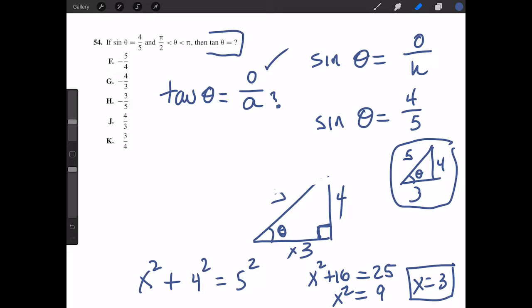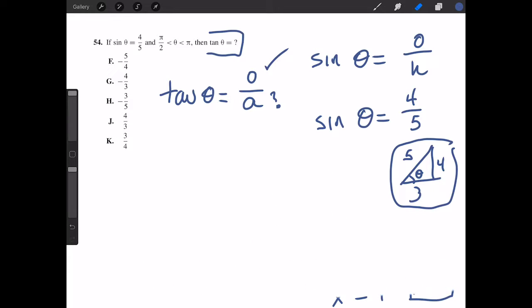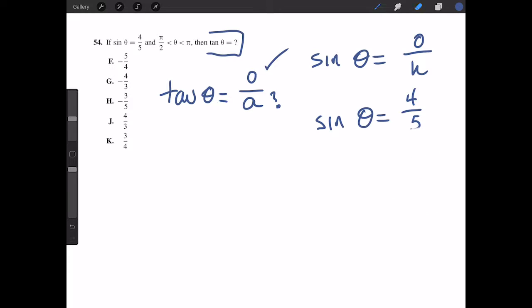But if you commit this to memory, then you really wouldn't have to go through all of that. You would just know that you're dealing with a right triangle that measures 3, 4, 5 in terms of its size. So now that you know that you have that triangle specifically, you have the angle.